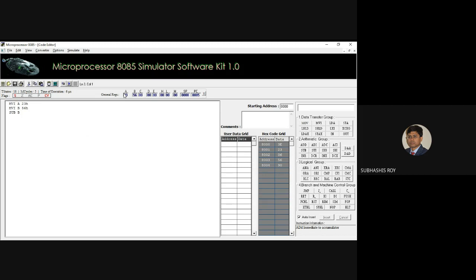Take its 2's complement: 1001, then 1001 plus 1, so that makes 1010. So 1010 means A. This A is nothing but the 2's complement format of plus 6, meaning 1010 is actually minus 6. I should not say this is equivalent to A, because if I say that, then I am saying this is also a positive thing.